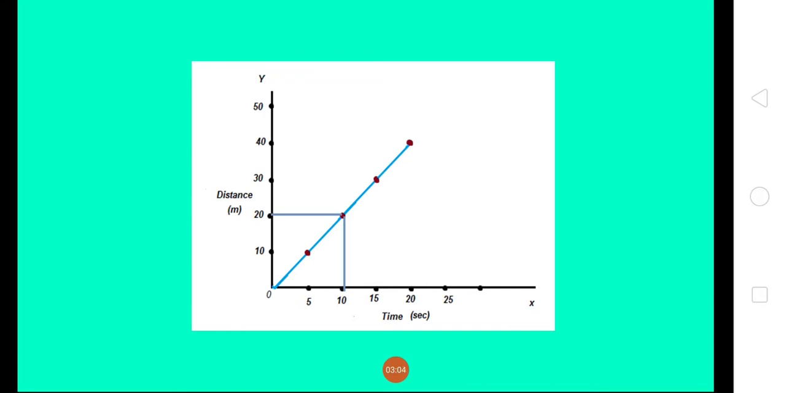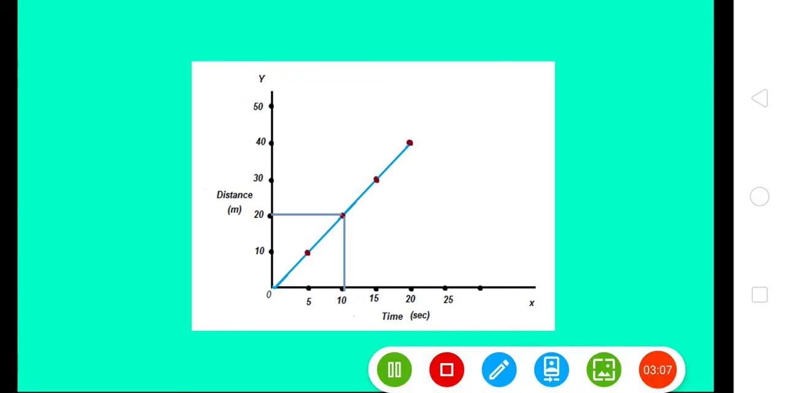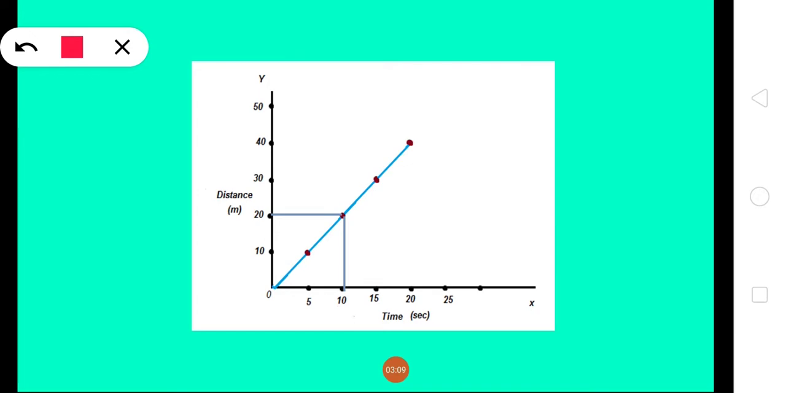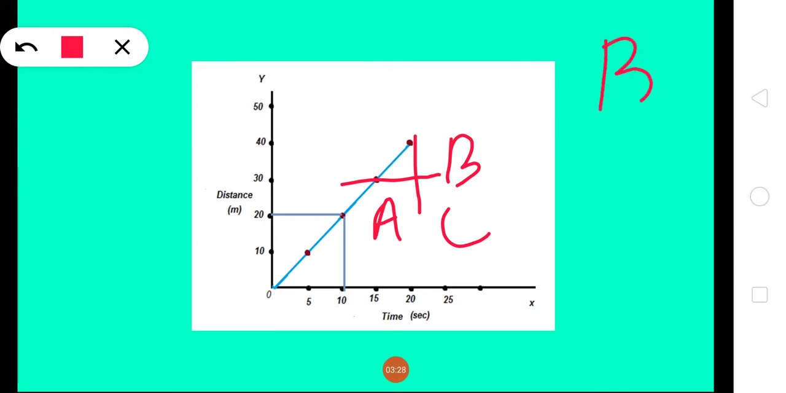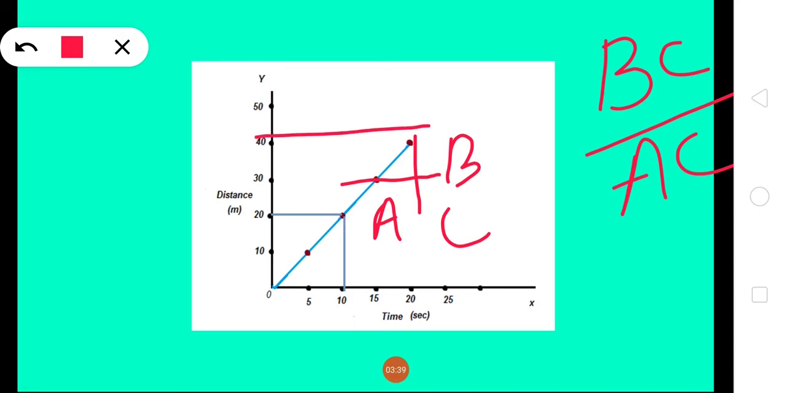Now let's try to find the slope and speed in this graph. So I am taking 2 points A and B, and now I am just trying to join them. So if you see, we know that the slope is nothing but, I'll just name this point C, we know the slope is nothing but BC by AC. If you see BC, the value is 40, 30.